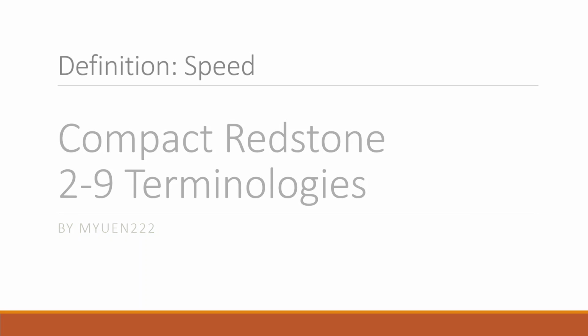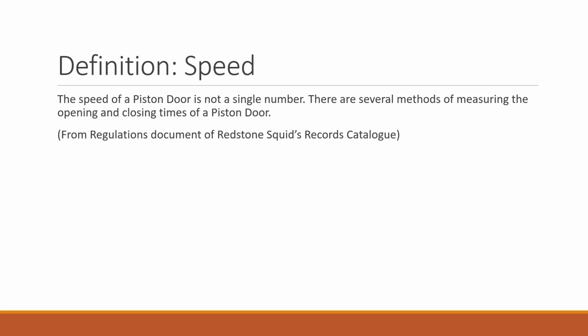So let's get started by defining what we mean by speed of a piston door. Actually, the speed of a piston door is not a single number, because there are several ways that you can measure the opening and closing times of a piston door, because we have different values and namings basically. So yeah, it's not a single number. And this is from the regulations document of the Redstone Squid's records catalog. I'll just simplify it as regulations documents or regulations for simplicity.